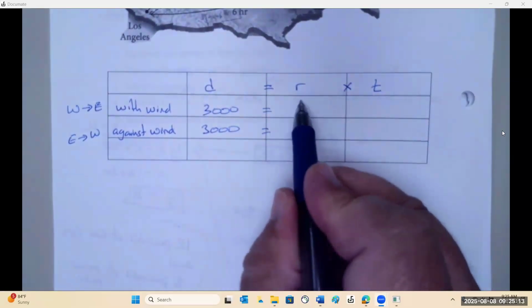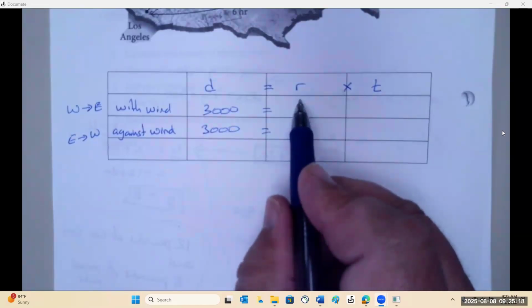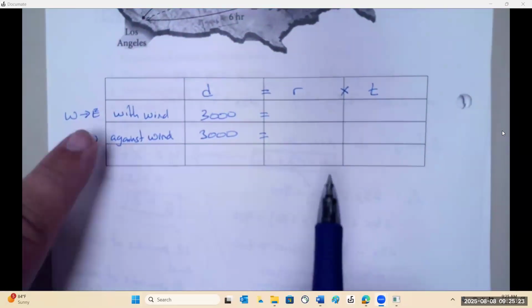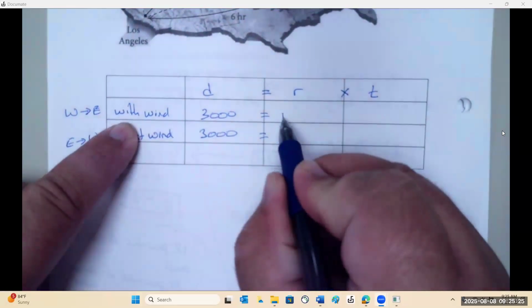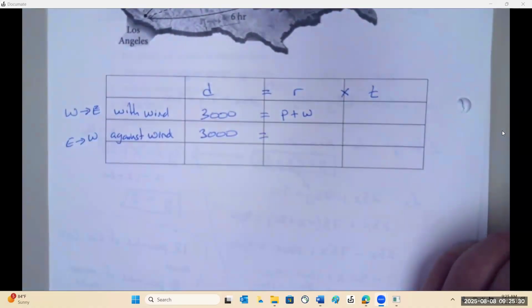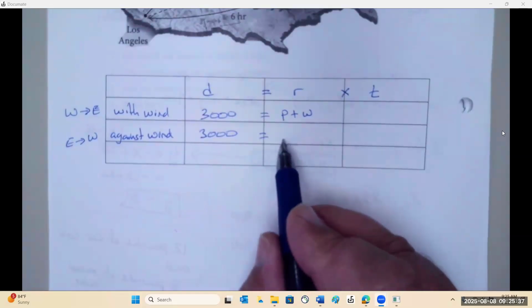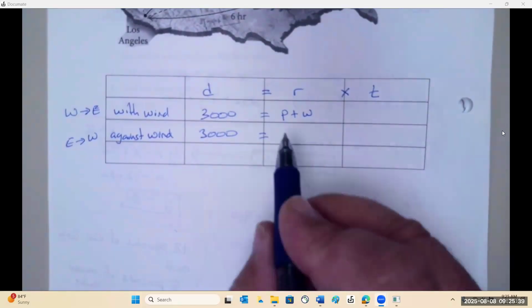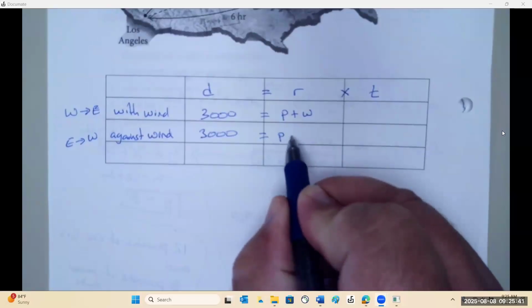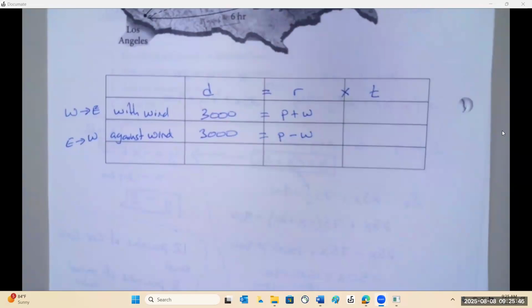So the rate, how would you figure out the rate? It didn't tell us much about it, but we do know since it's with the wind, it's the speed of the plane plus the speed of the wind, because we have to solve for both of those later on. What's the other one going to be? Against, we're going from east to west. That's the speed of the plane minus the speed of the wind because it's going the other direction.